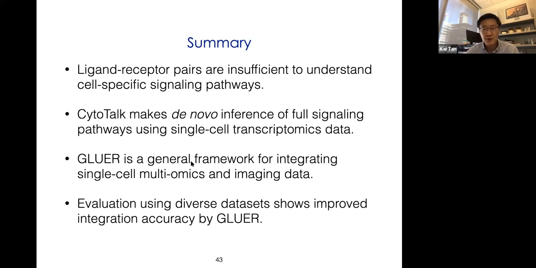Based on our evaluation, we showed there's an improved integration accuracy by GLUER.